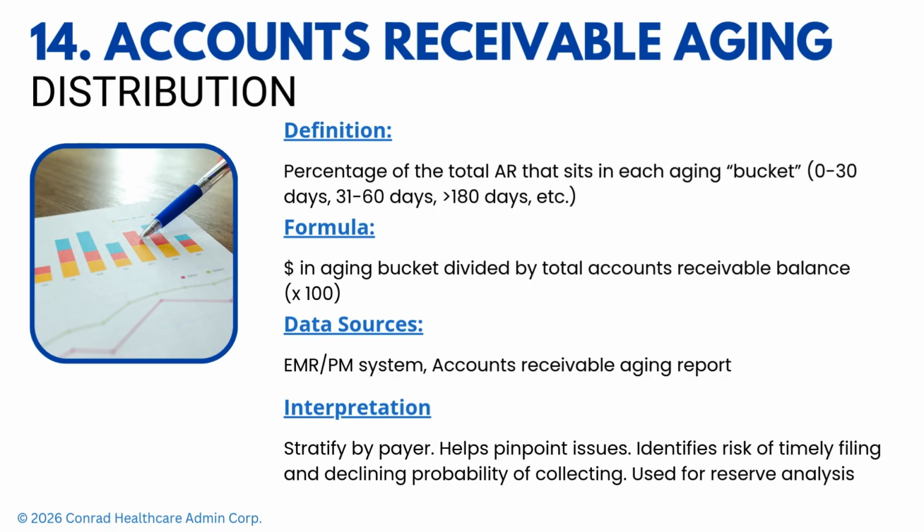The data source for this is the EMR system and typically the accounts receivable aging report. The interpretation for this, we would normally stratify by payer to help pinpoint specific issues. It helps us identify the risk of timely filing and also the declining probability of collecting as balances age.